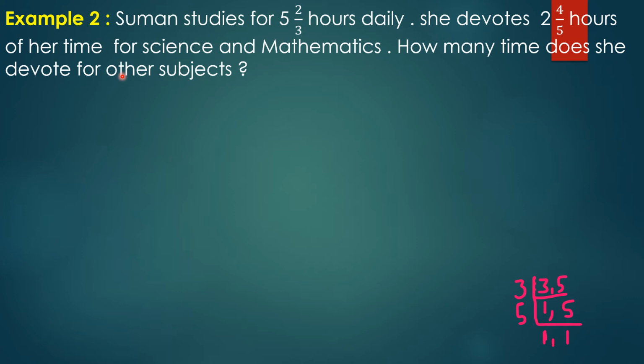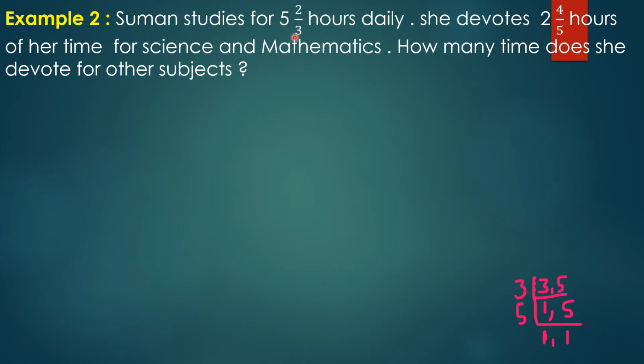We know how to do addition of the fractions. Now let us know how to do subtraction of the fractions with an example. What is the example? Suman studies for 5 2/3 hours daily. She devotes 2 4/5 hours of her time for science and mathematics. So what is the total time given for studies by Suman?